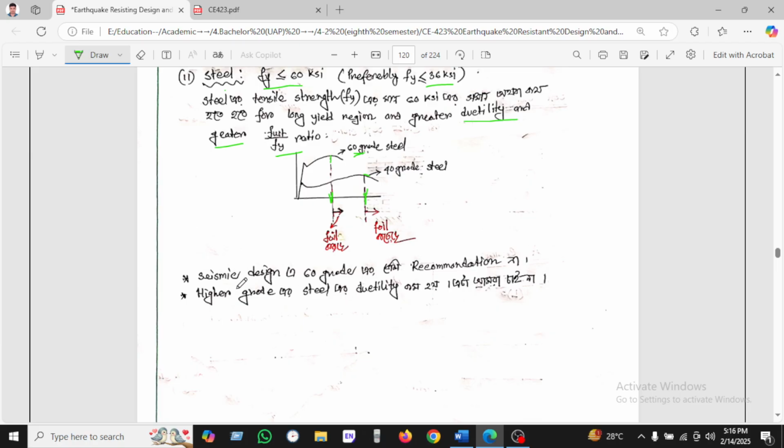So for this seismic design, we will avoid the grade 60 steel and rather use the 40 grade or 50 grade, as the higher grade of steel has lower ductility.